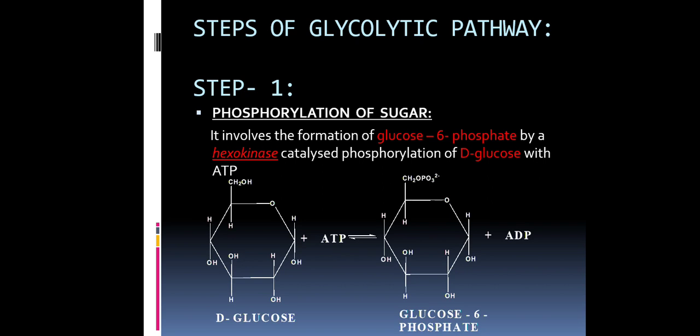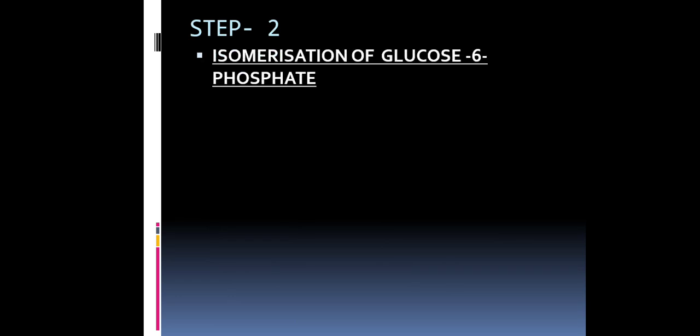That means adenosine triphosphate, 3-phosphate, is now converted to adenosine diphosphate, 2-phosphate. One of the phosphates is transferred to glucose, which converts it into glucose 6-phosphate. This process is known as phosphorylation of sugar or glucose. Now, once the glucose 6-phosphate forms, the next step is the isomerization of glucose 6-phosphate.